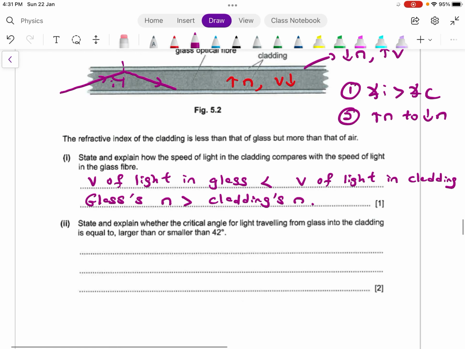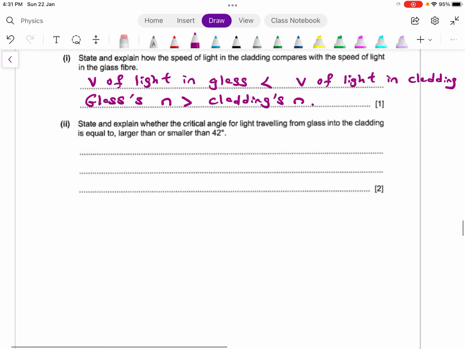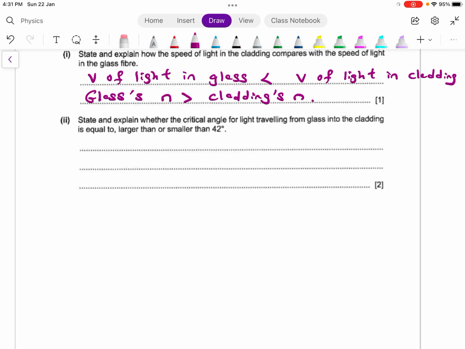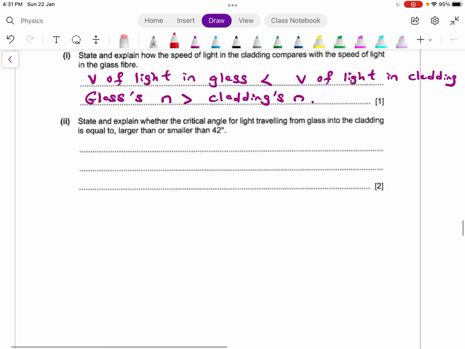Okay, so for part 2, the last part, this one is a very, very tough question. State and explain whether the critical angle for light traveling from glass into the cladding is equal, larger, or smaller than 42. 2 marks. So first thing first, to answer this question, we must go back to the critical angle formula. Always remember, the critical angle formula is sin C is equal to 1 over n.